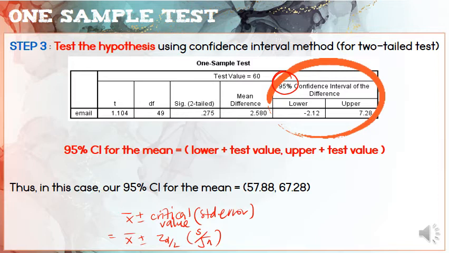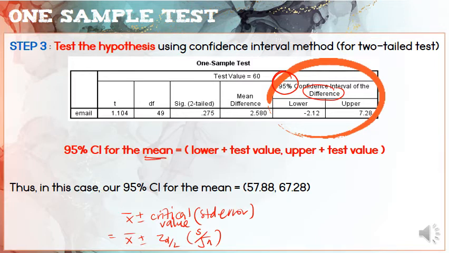Cuma bezanya di sini, soalan ataupun SPSS output bagi awak 95% confidence interval of the difference. Okay, perbezaan. Ini adalah confidence interval untuk perbezaan di antara dua mean, sample mean dengan hypothesized mean. But kita nak cari 95% confidence interval untuk mean itu sendiri. Bukan beza mean tetapi mean itu sendiri.